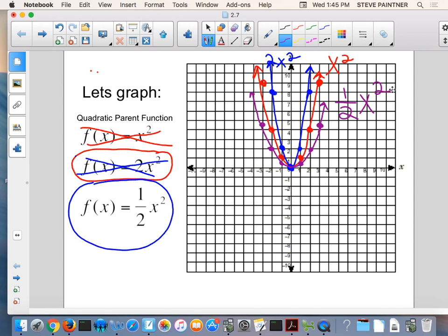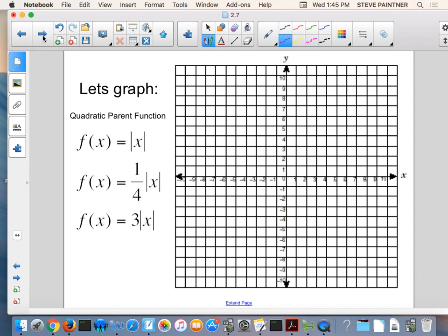When do you stretch a parent? When you multiply by numbers bigger than 1. So hey guys, would 1.1 x squared be a stretch? Yes, it is. Is 0.9 x squared a stretch? No, it's a compression. So what's a compression? Anything lower than 1 but above 0. So between 0 and 1, that's a compression. Above 1, that's a stretch. How about the number 1? Doesn't do anything. That's the parent. Okay, done.